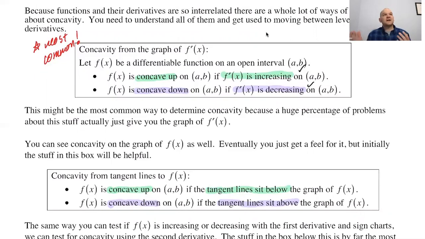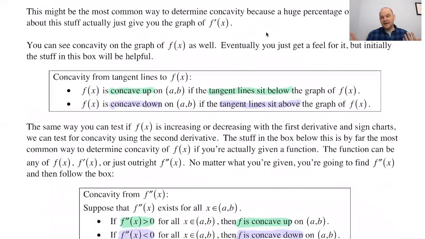So what is concave up? Concave up, the tangent lines are below the curve. The derivative, f prime, is increasing. Concave down, the tangent lines are above the curve. The derivative, f prime, is going to be decreasing. So that's the most common way you'll see it.